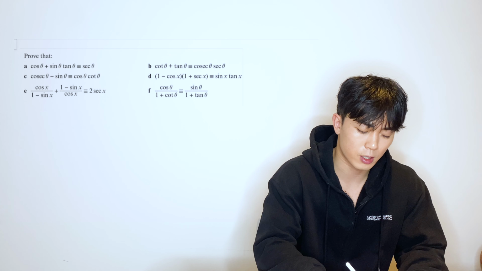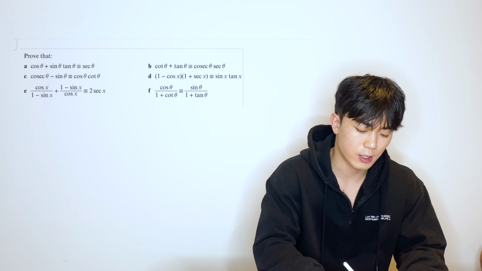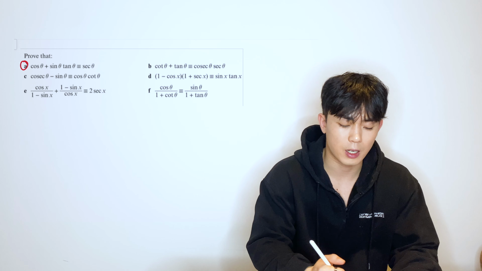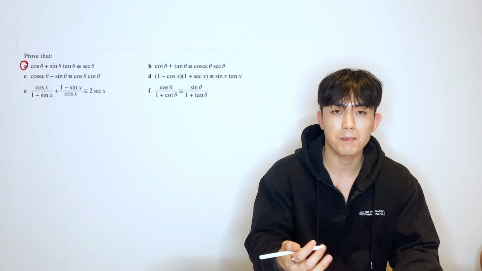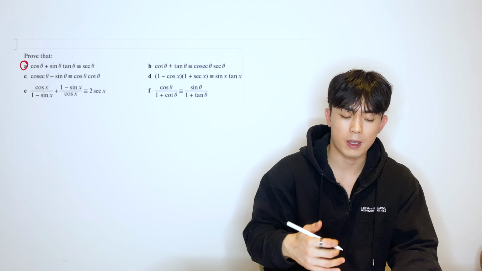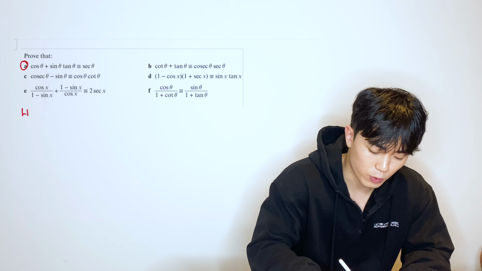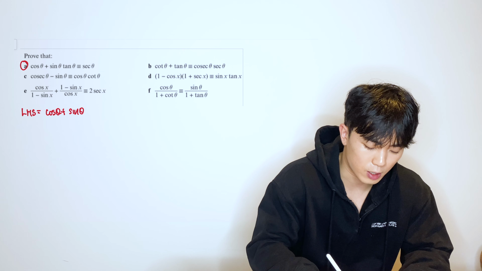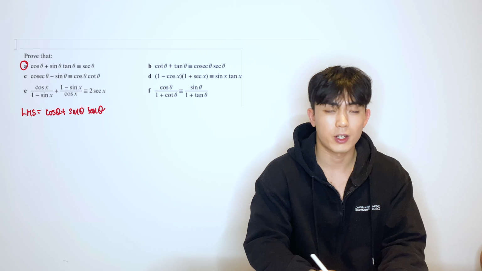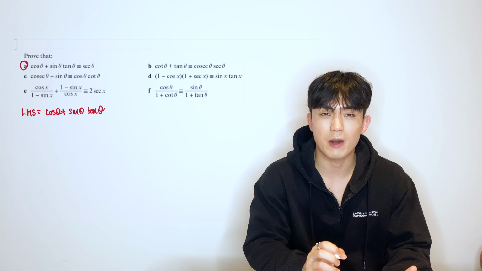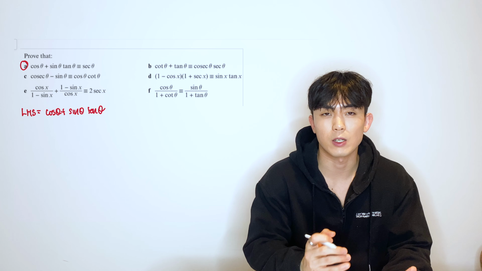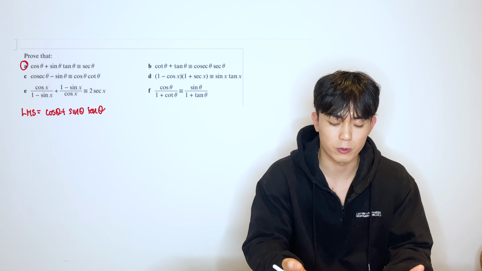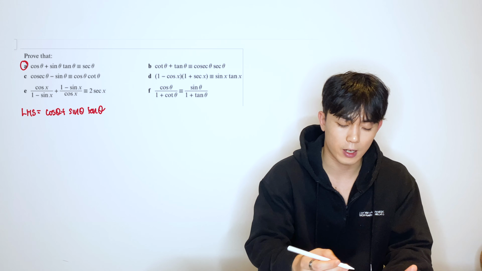So let's try starting off with A. Okay, so let's say, prove that cos theta plus sine theta tan theta is sec theta. It's the same method, right? It's just the left-hand side and then try and make it into the right-hand side. So starting off with the left-hand side, cos theta plus sine theta tan theta. And the trick here is, we just want to make everything into sine and cos. That's like an easy order. That's a tip that you should always try and do. Just make it into sine and cos.